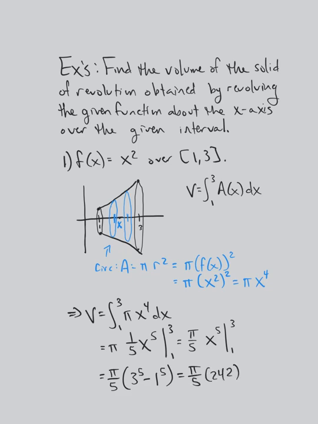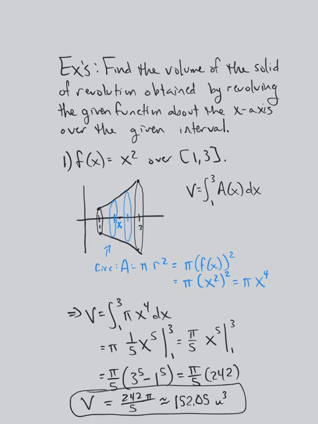And so then the volume is 242 over 5 pi. Okay, you can put the pi out to the side or in the fraction. That's up to you. So we got 242 pi over 5. That's approximately equal to 152.05. And if you want to emphasize that there's units, that's a volume, so it's cubic units. And so there would be the volume of that solid.